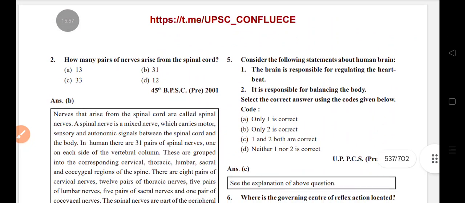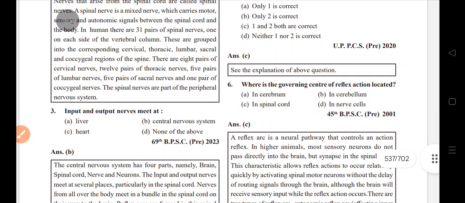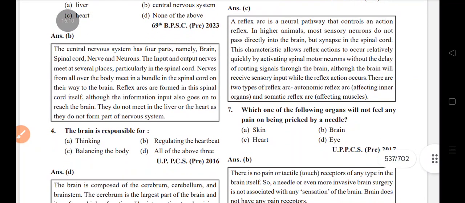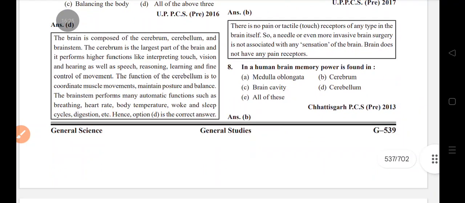Consider the following: the human brain. The brain is responsible for regulating the heartbeat. It is responsible for balancing the body. The governing center of reflex action is located in the spinal cord. Which one of the following organs will not feel any pain on being pricked by a needle? Brain. In the human brain, memory power is found in the cerebrum.